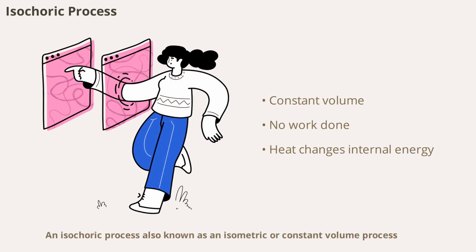An isochoric process, also known as an isometric or constant volume process, occurs when the volume of the system remains unchanged. In this case, any heat added changes only the internal energy, as no work is done. Isochoric processes are important in understanding how gases behave in rigid containers.